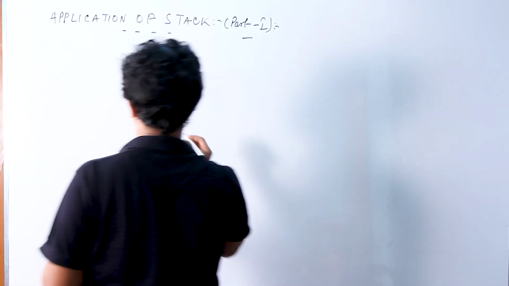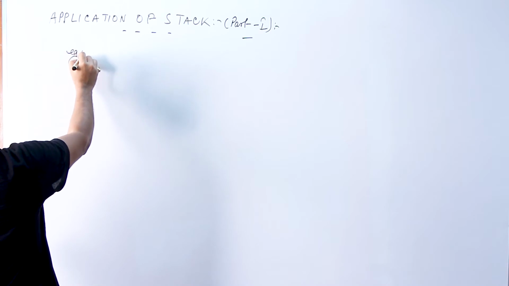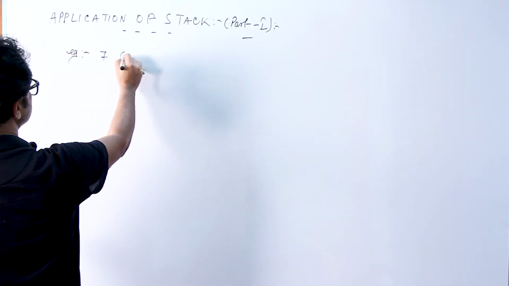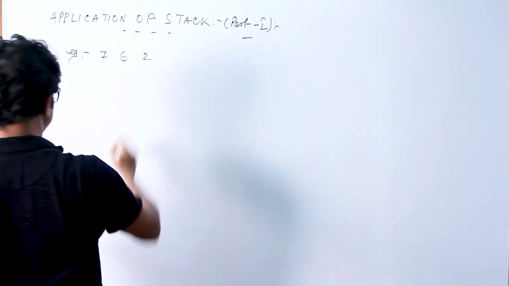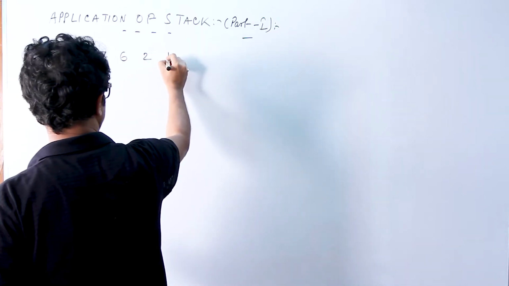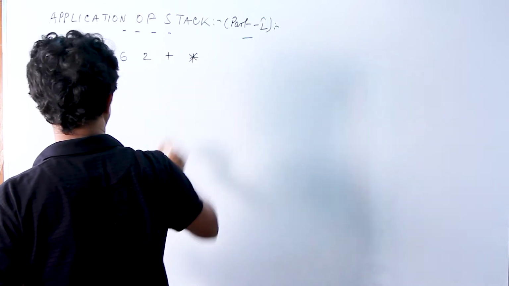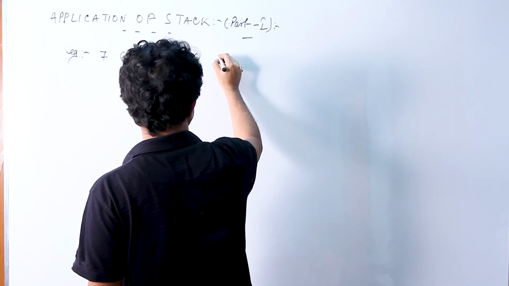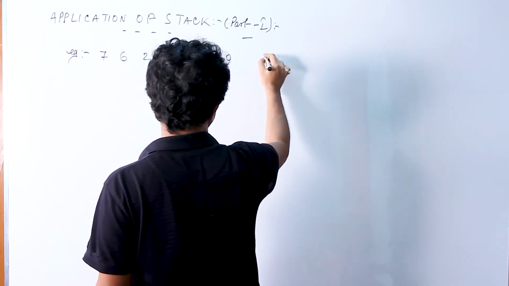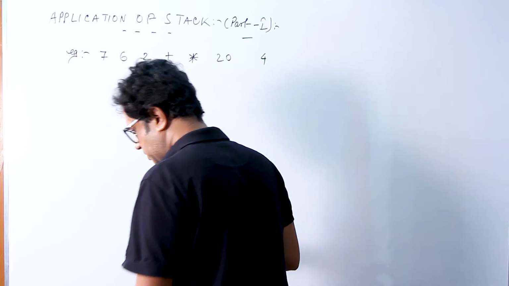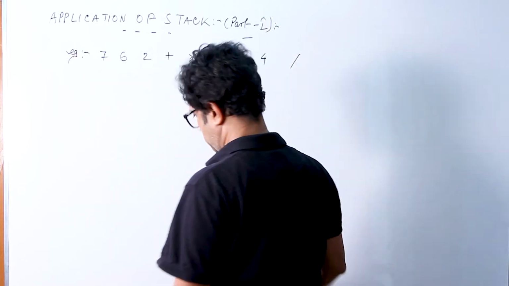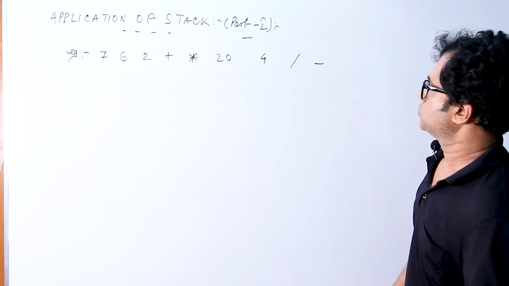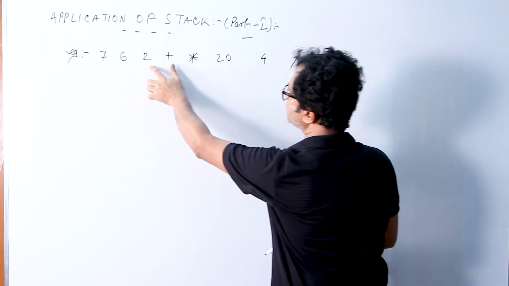I am taking a postfix expression as an example. Suppose this is 7, this is 6, this is 2, this is plus, this is star, then comes 20, then comes 4, then comes a slash, then comes a minus. So this is an expression which is a postfix expression.